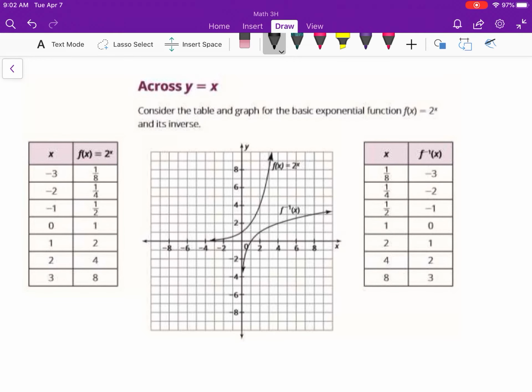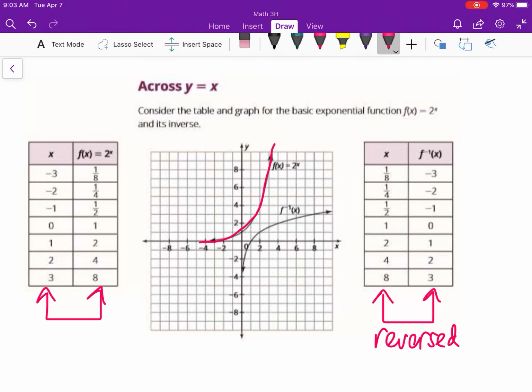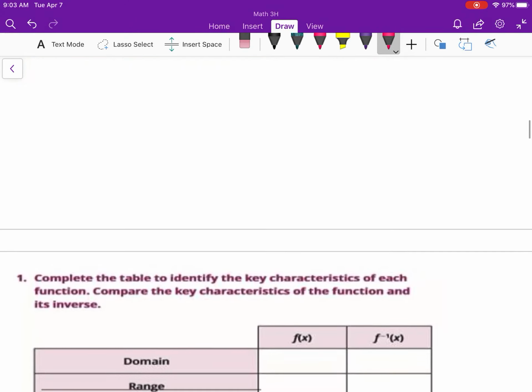Here's another example of what happens when something is reflected across the y equals x line. Okay, notice how all of the points here did a reverse to get these. Every ordered pair flip-flopped. Here's your exponential function, and then here's what we call the logarithmic function. So it's a matter of just showing one is the inverse of the other.